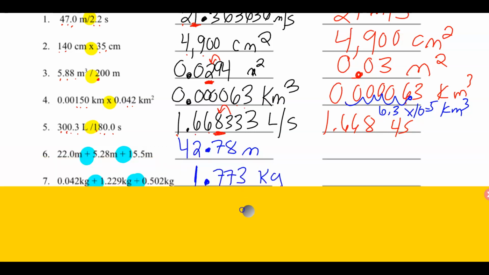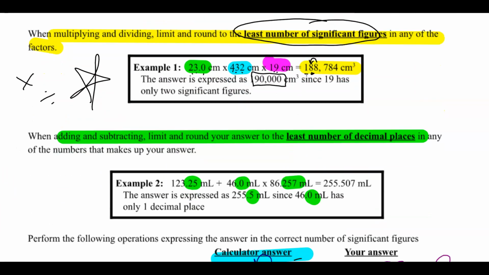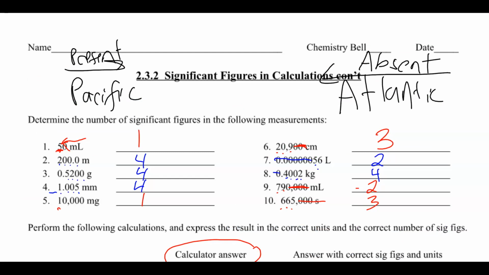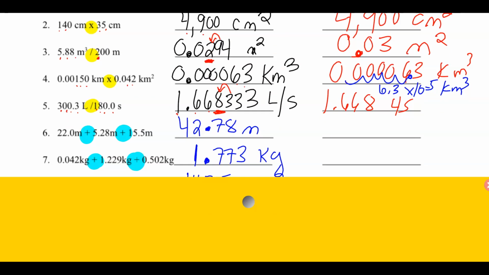At the bottom of this page, there is a little bit of adding and subtracting practice. So remember our rule. When we're adding or subtracting, we're actually conserving the least number of decimal places. So we're looking at just the least number of decimal places. Now number 6: 1 decimal, 2 decimals, 1 decimal. I'm going to be rounding to that first place value, the tenths. So just like in math class, that'll be 42.8 meters.